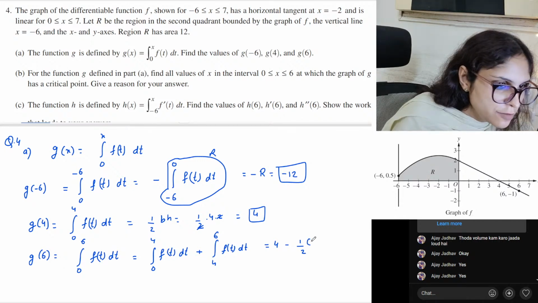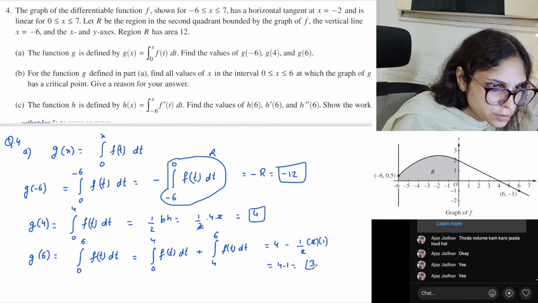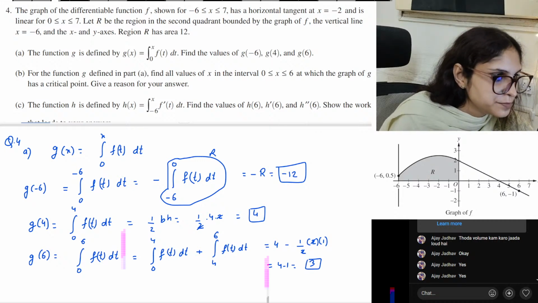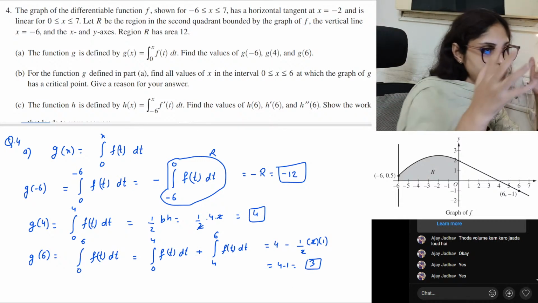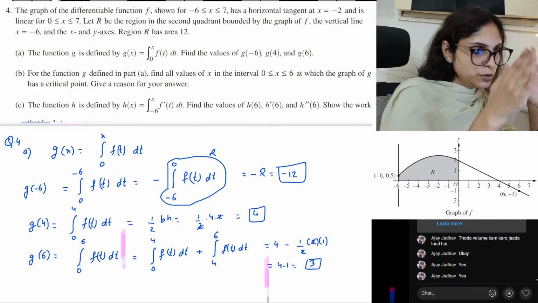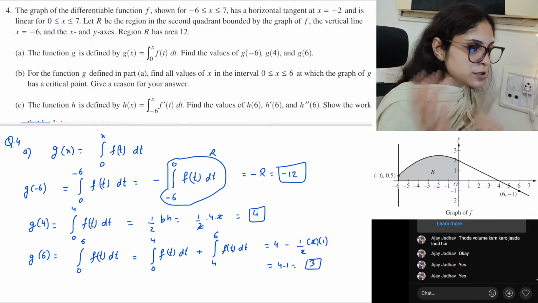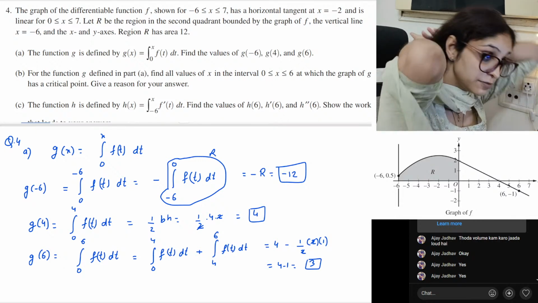So this would be half times 2 times 1. That is just 1. So it is 4 minus 1, which is 3. So the third answer is 3. The first answer is negative 12 because it is just the opposite: instead of going from here to here, we are going from here to here, 0 to negative 6. That is why it is negative 12.